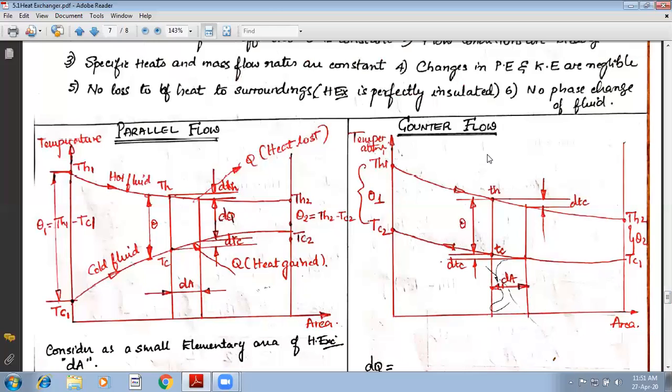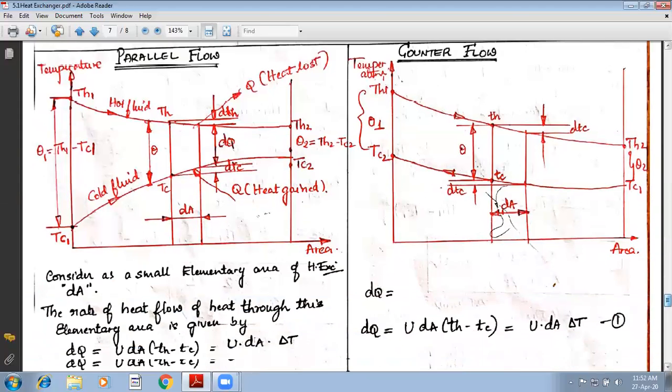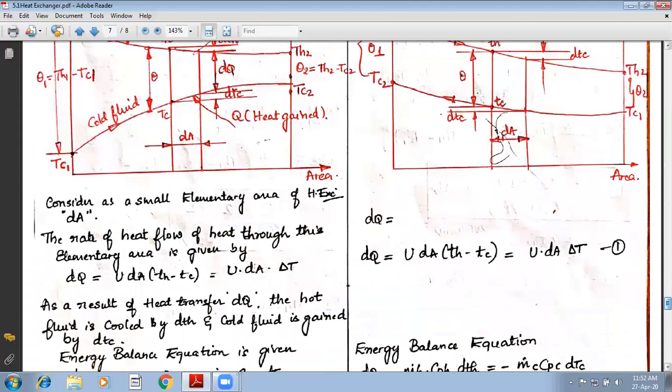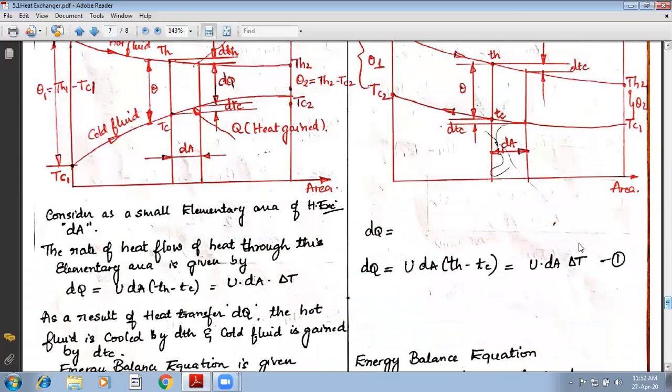Now, this is the counterflow heat exchanger schematic diagram. If you see, theta 1 is nothing but TH1 minus TC2, whereas theta 2 is TH2 minus TC1. Now, we will be following the same steps. You know that dQ is equal to U into dA into delta T, where delta T is nothing but TH minus TC, and this dA is the small elemental area for analysis. U is the overall heat transfer coefficient.